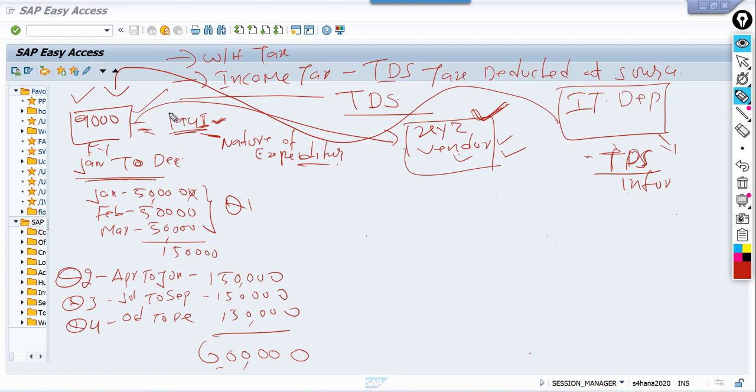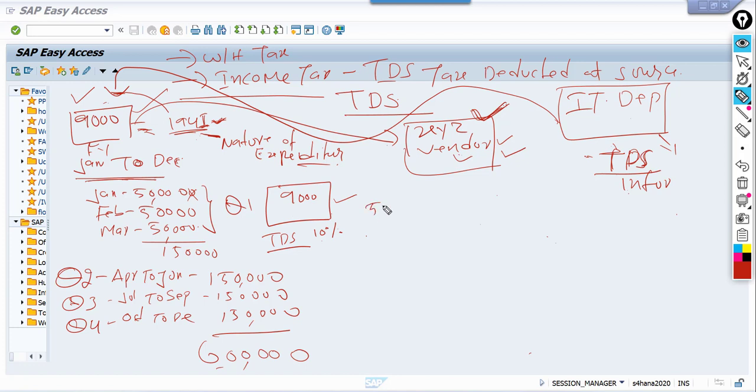Any payer of the rent. Here in our case, 9,000 company code, we are paying this amount to this vendor. As per 194I, before making any payment to the owner of the premises, land or building, deduct 10% TDS. So what is the implication of this provision?